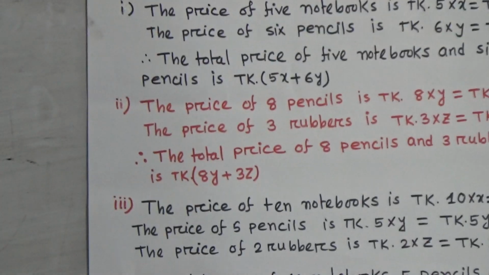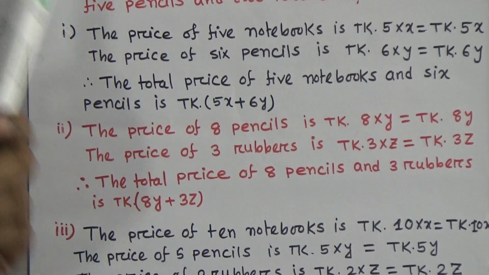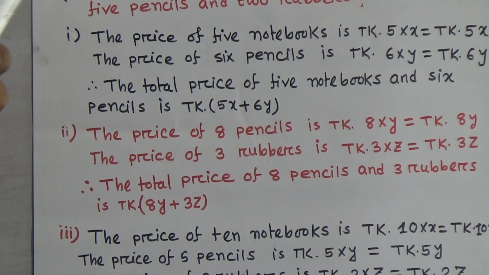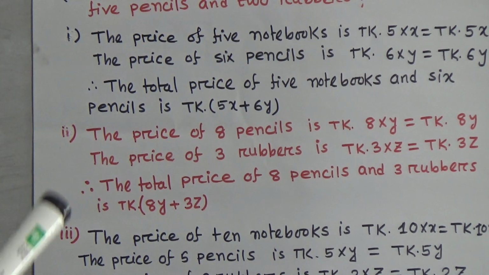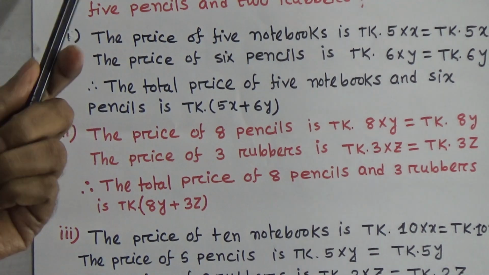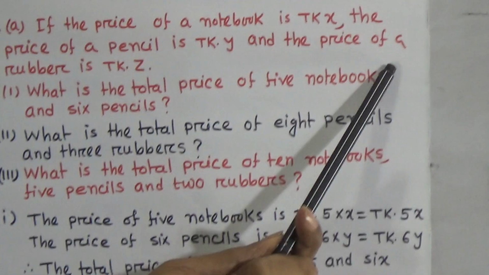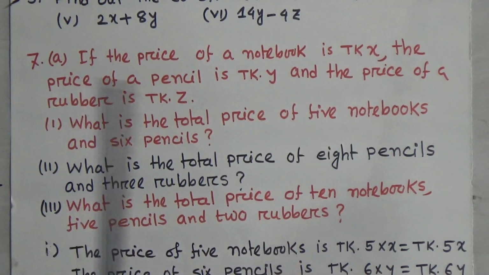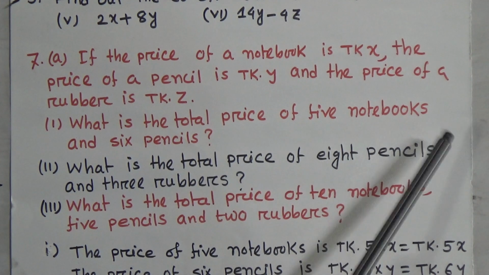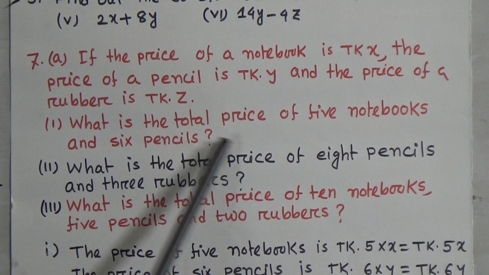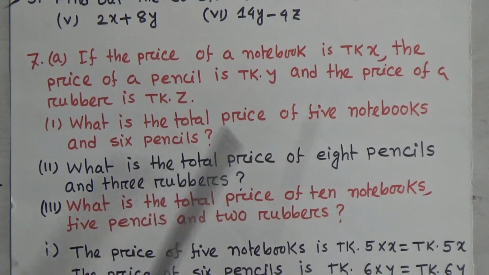Now, please students see the creative questions, question number 7. Please see the CQ question number 7. If the price of a notebook is taka X, the price of a pencil is taka Y, and the price of a rubber is taka Z. A long question, what is the total price of 5 notebooks and 6 pencils?